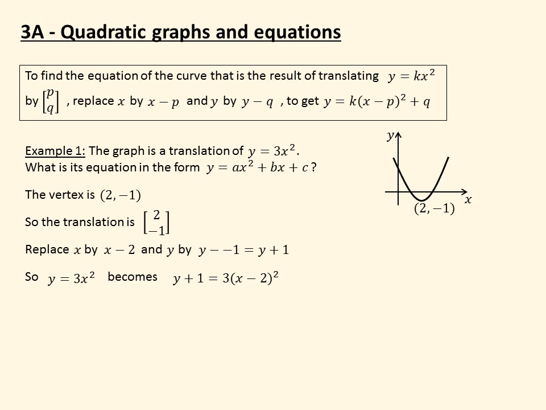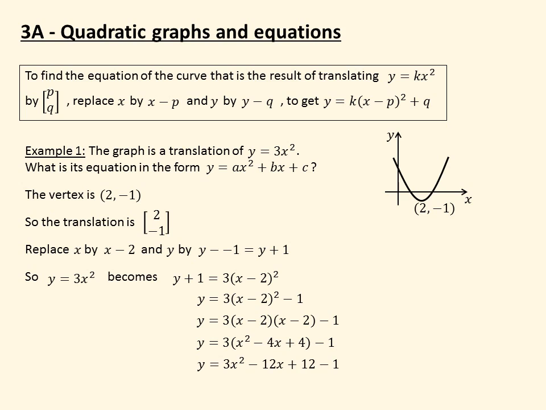But this is in the wrong form. We need to rearrange this. Taking the 1 over to the right hand side, opening up the brackets, and collecting terms gives us the final answer of our graph.